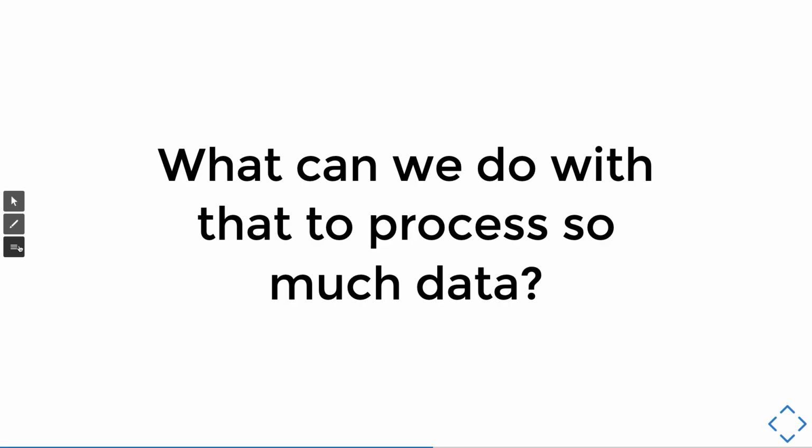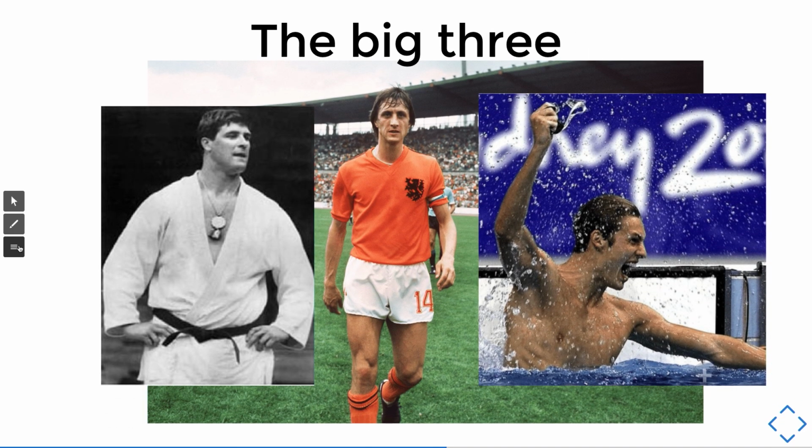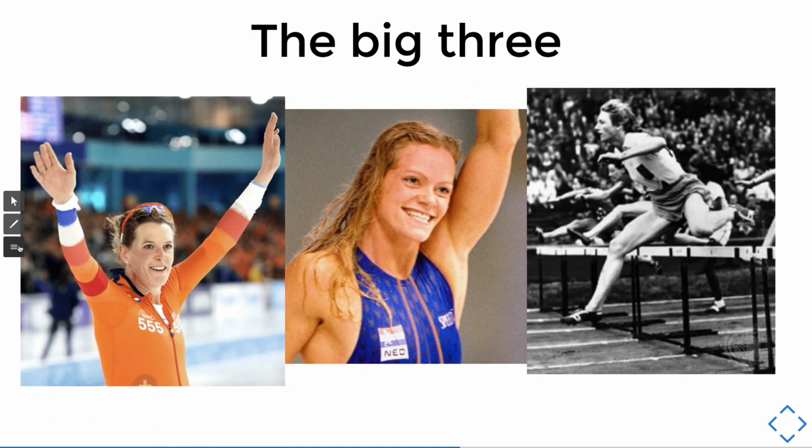So what can we do to process so much data with this poor stack? I use what I call the big three. As a French sport lover, I choose three of the biggest Dutch sportsmen. I think I'm pretty much okay with Anton Geesink, Johan Cruyff, and Pieter van den Hoogenband, right? And to be fair, I also choose three sportswomen, amazing sportswomen, like Inge de Bruijn.